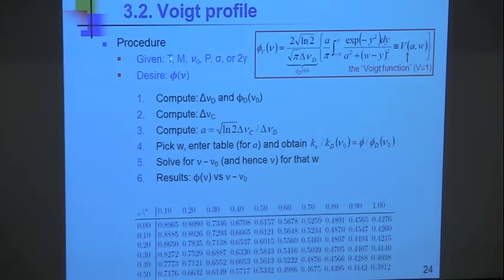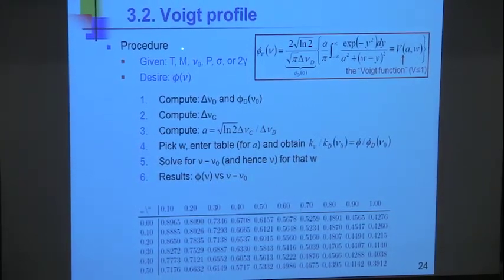You would have to know the temperature, the molecular weight of the absorber, the line center frequency, the pressure, and the cross-section, or the collision broadening parameter. You're after the line shape function phi of nu. Here's the Voigt function equation. The first thing you would do is calculate the Doppler width from T and M. Next, you would compute the collision broadening width, which you would get from the two gammas and the pressure and the mixture. Next, you'd compute a, which is the ratio of delta nu C and delta nu D.